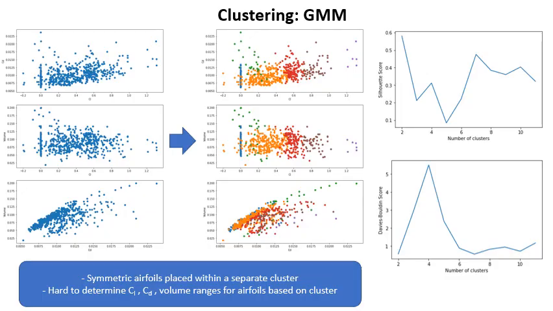We first implement GMM clustering. The airfoils were clustered mainly based on their CL values, that is, their lift coefficient values. The GMM also identifies most of the symmetric airfoils and places them within a separate cluster. The best value for the silhouette coefficient is obtained using merely 2 clusters, after which there is a significant drop. The next best value is obtained at 7 clusters. The Davies-Bouldin index portrays a similar trend. We determine 6 clusters to be the optimal amount. Additionally, we note that it is difficult to determine the lift coefficient, drag coefficient, and volume ranges for our airfoils based on clusters alone.